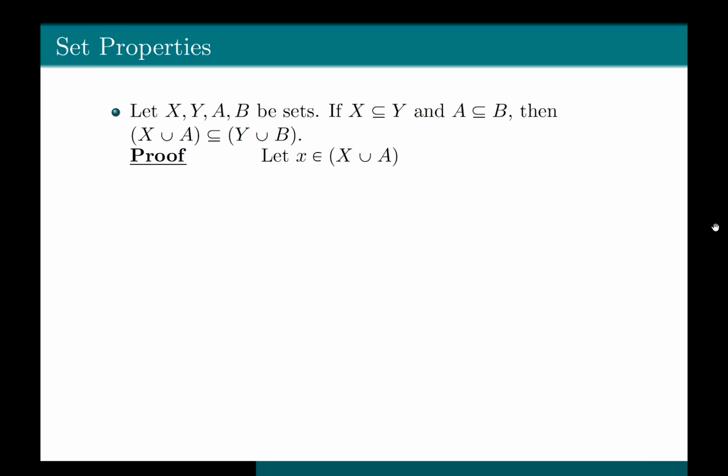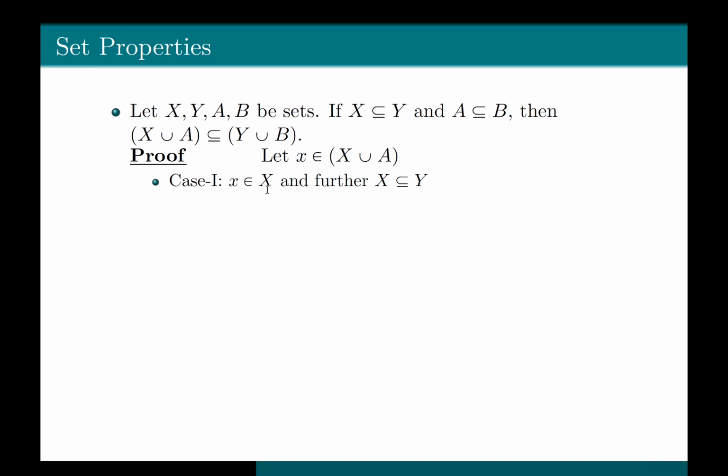Now, if small x belongs to X union A, what does it mean? It means that x either belongs to capital X or it belongs to A, or it belongs to both the sets X and A. So there are three cases. x either just belongs to the set X, or just belongs to the set A, or it belongs to both the sets X and A. So let's start with the first case, which is when small x belongs to the set X.